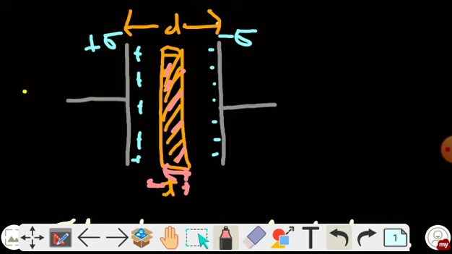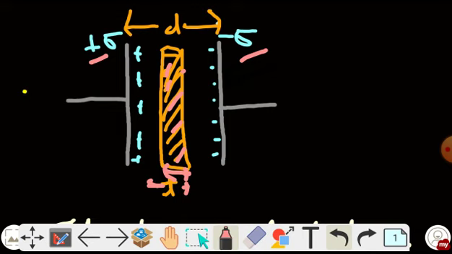You can see that in this plate there is charge density plus sigma, and in this other plate the charge density, we can always assume it. Let's say the charge density in this plate is plus sigma and in the other plate is minus sigma. Okay, now let's move to the next step. The next step is the calculation of electric field.